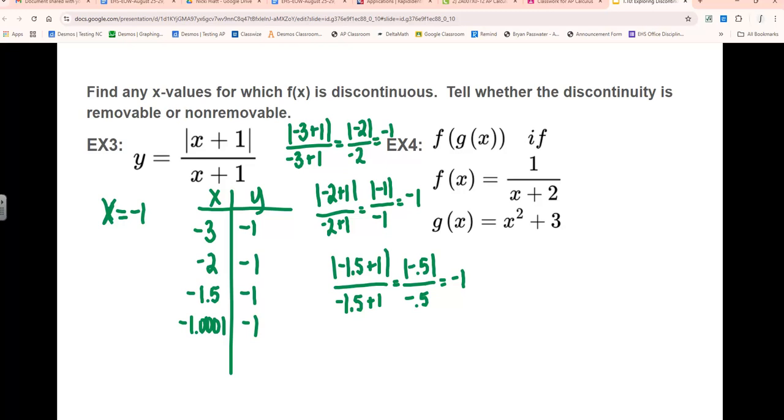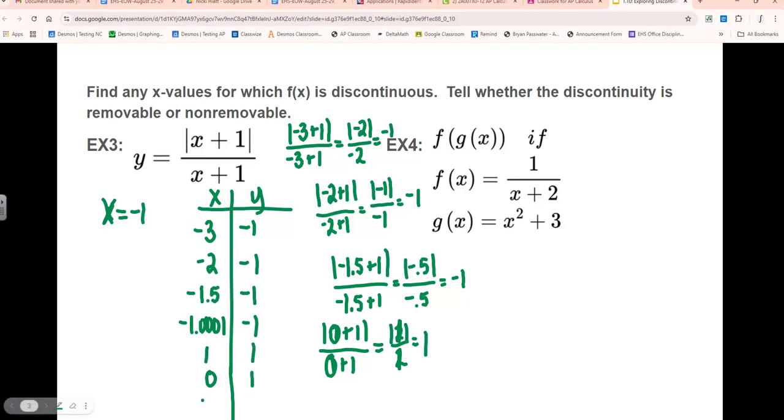So if I'm picking numbers bigger than -1, so if I pick, like, +1, now I'll be doing absolute value of 1 plus 1 over 1 plus 1, and that will give me absolute value of 2 over 2. What am I going to get there? 1. Okay? If I try 0, I'm going to have 0 plus 1, 0 plus 1. I'll get 1 over 1. What do I get again? 1.